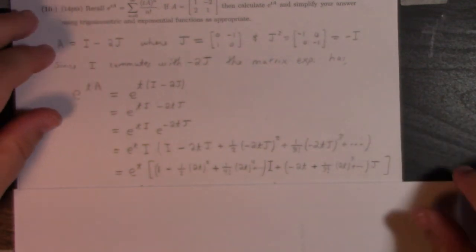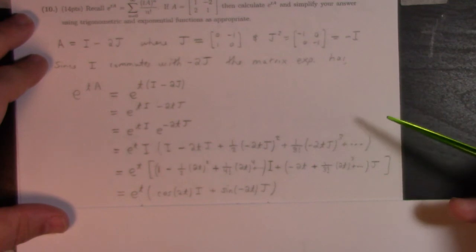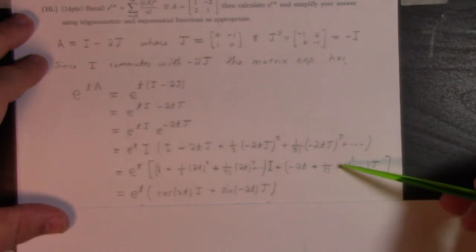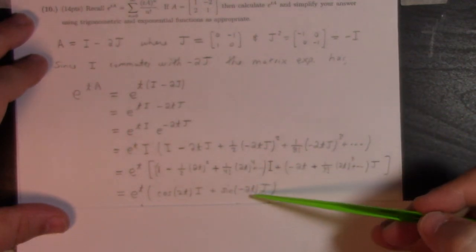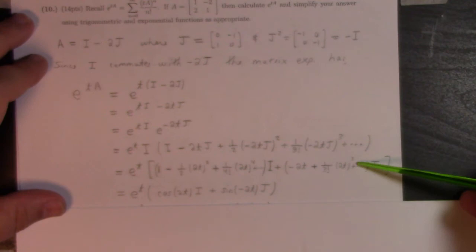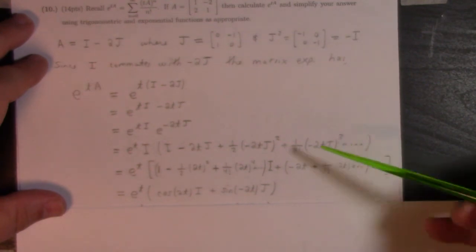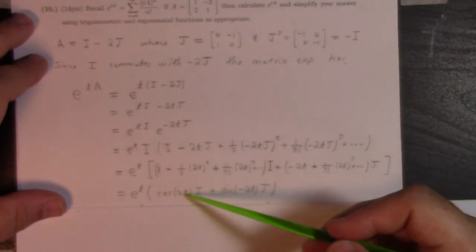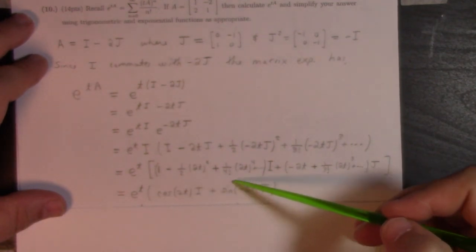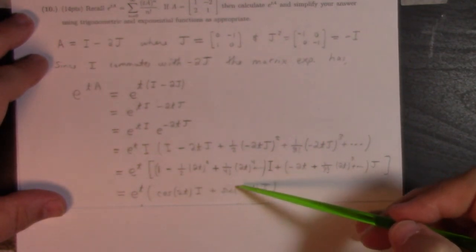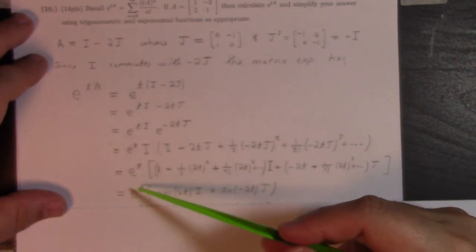Anyway, and so what I got there, well, maybe I should put a minus. It'd be better to put the minus inside, because I wanted to look at sine of minus 2t times J, because this is the sine series evaluated at minus 2t. This is the cosine series evaluated at 2t, so I got cosine 2t I minus, I could pull the minus out because sine is odd, right? I could do minus sine 2t times J. All of this times e to the t. There you go.